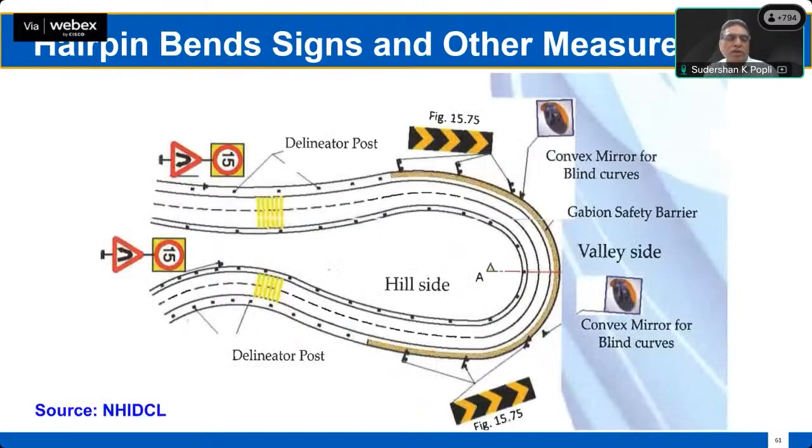Then these are the hairpin bend signs, which I have taken from an NHIDCL book they have shared. There you have to place them wherever there are hairpin bends, that means the deflection angle is more than 90 degrees. Then you have to place the triple chevron sign in this case, and other safety measures, whatever has been shown.